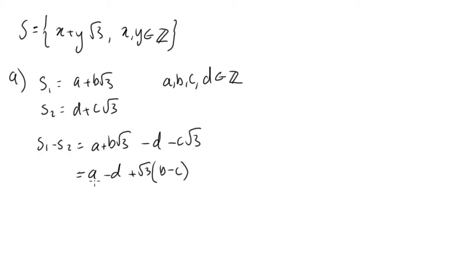If A belongs to the integers and D belongs to the integers, we know that the integers are closed under subtraction, so A minus D belongs to the integers. The same can be said for B minus C, which also belongs to the integers. Hence, this set is closed under subtraction. Essentially, this set forms a group with respect to the binary operation subtraction.